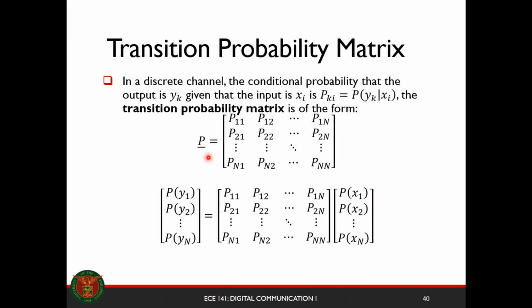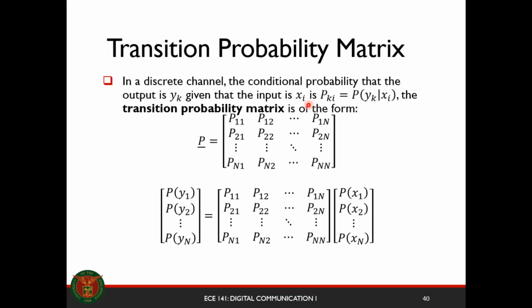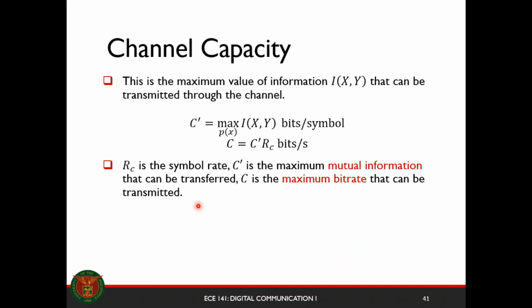So the transition probability matrix is basically defined as the matrix of the transition from one bit to another, or one symbol to another, in your channel. The first element here, P11, describes the probability that Y1 is received given that X1 is transmitted. P12 is the probability that Y1 is received given X2 is transmitted, and so on and so forth. This matrix describes the behavior of the channel, and from this, you can actually get the channel capacity.